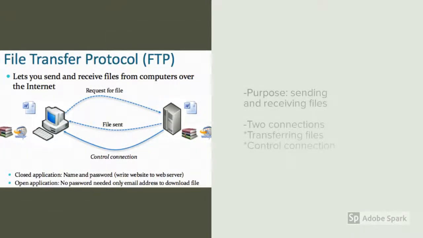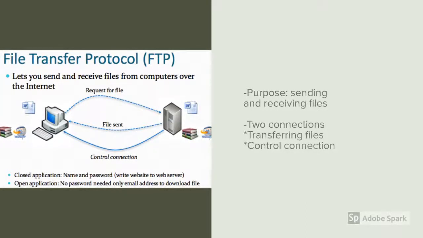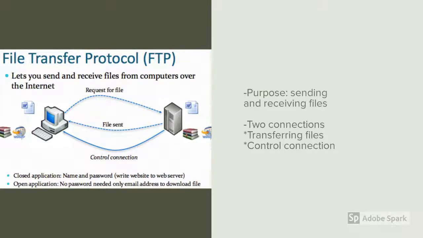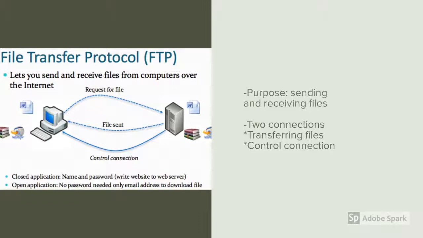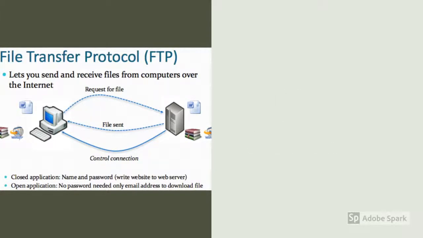Let's spend a few minutes reminding ourselves about the purpose of these protocols you looked at last year. File Transfer Protocol, FTP, is used to send and receive files from other computers over the Internet. It works by the client asking for a file from the server, and this file being sent back to that client in a compressed format. In order for this file to be requested and sent, there are two connections. One is for the transferring of the file. The second connection is the control connection, which controls the rate of information transfer.